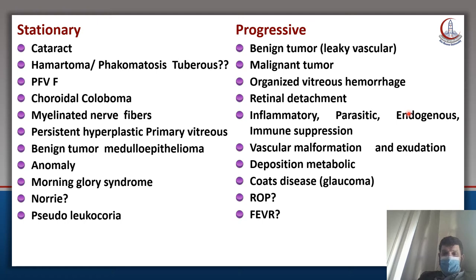Also vascular malformations, an example is racemose retinal artery aneurysm, in which vitreous hemorrhage can occur. Metabolic deposition: Coats disease with exudation. Retinopathy of prematurity can progress, and familial exudative vitreoretinopathy can progress. Typically, white pupil or leukocoria was called amaurotic.